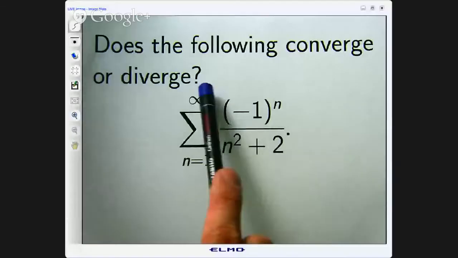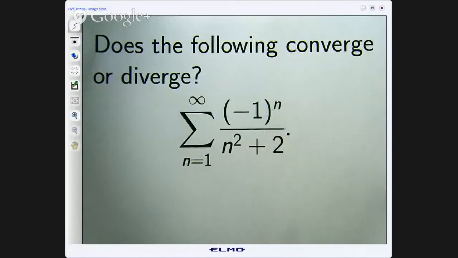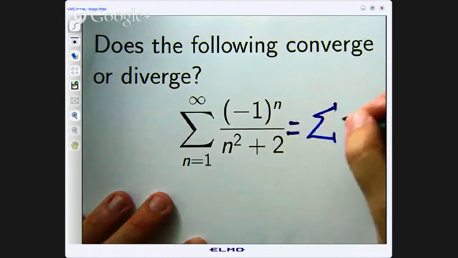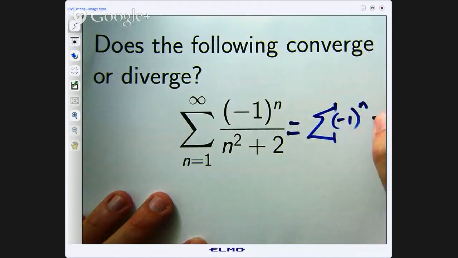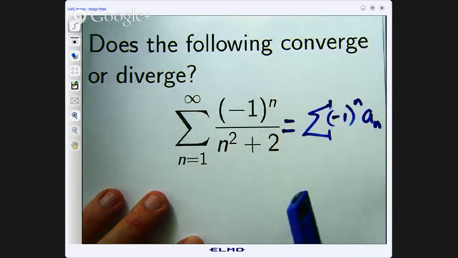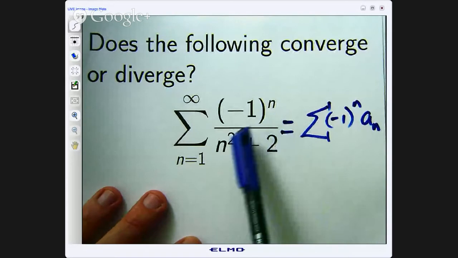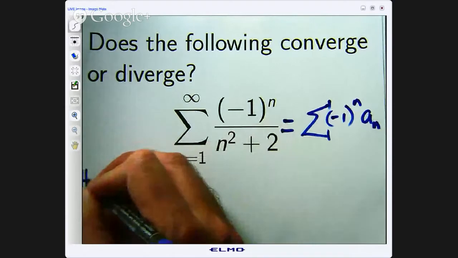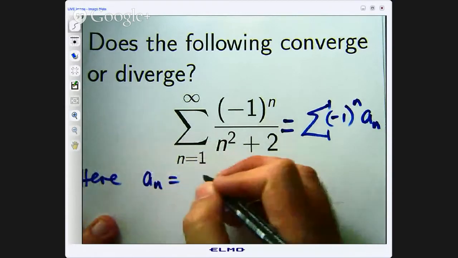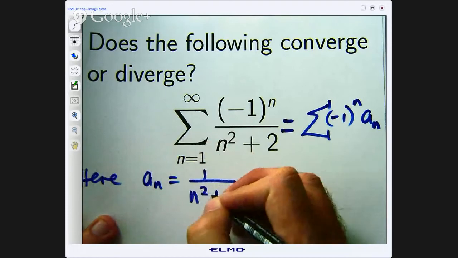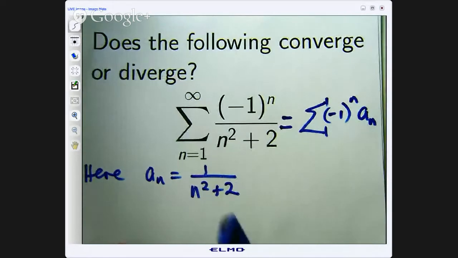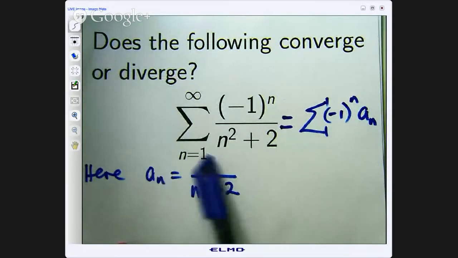All right, does the following infinite series converge or diverge? Well, let's write this out in this kind of general form here. You've got this minus 1 to the n times a sequence a sub n. In this case, the sequence here would be 1 over n squared plus 2. Now, the AST, or the alternating series test, due to Leibniz, basically analyzes this a sub n.